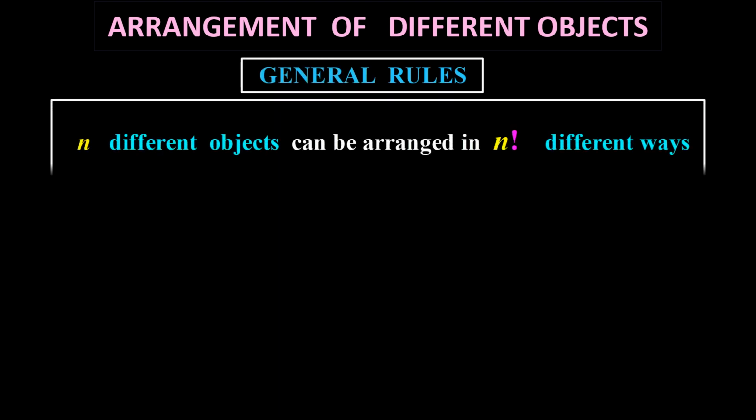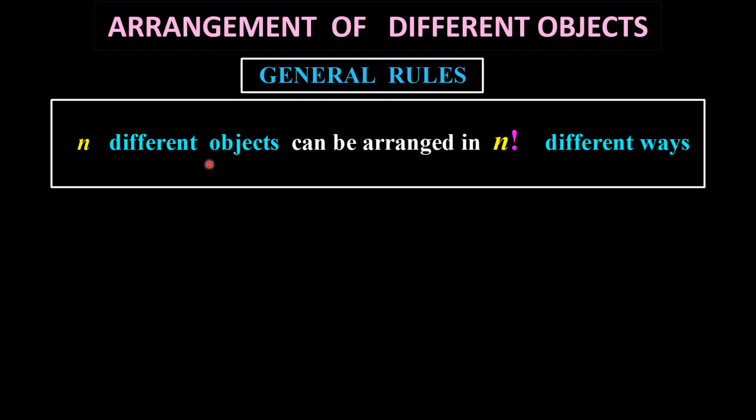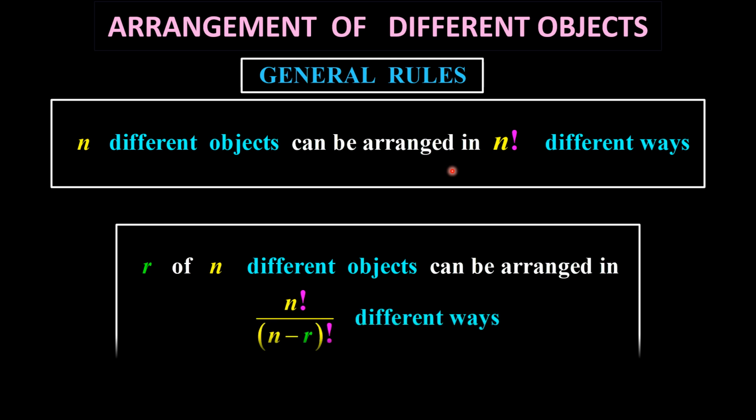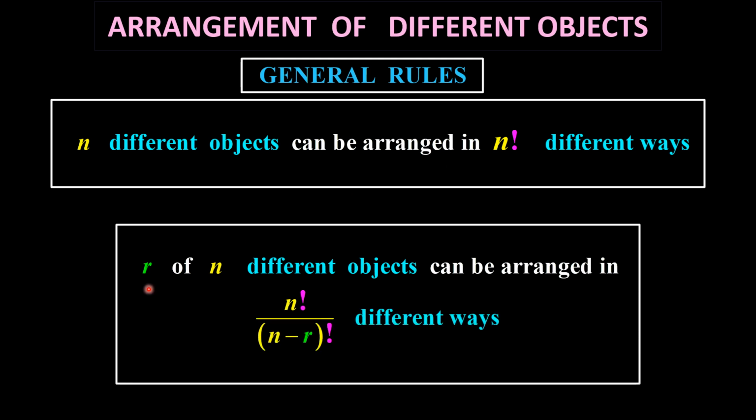Now, based on those 2 examples, we can then generalize. We can see that if we have n different objects, important, they must be different, they can be arranged in n factorial ways, right? For example, if I have 20 different objects and I want to arrange all 20 of them, they can be arranged in 20 factorial ways. Then we had the other case, where we want to arrange some of the different objects, like r of n. That will be n factorial divided by the factorial of the difference, n minus r, and that will give us the number of different arrangements if we just want to arrange a certain number of the different objects.